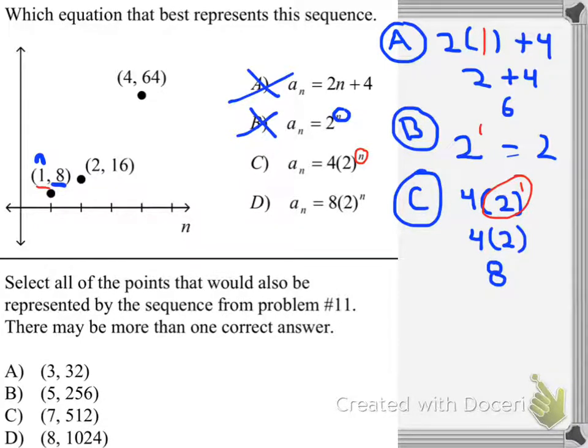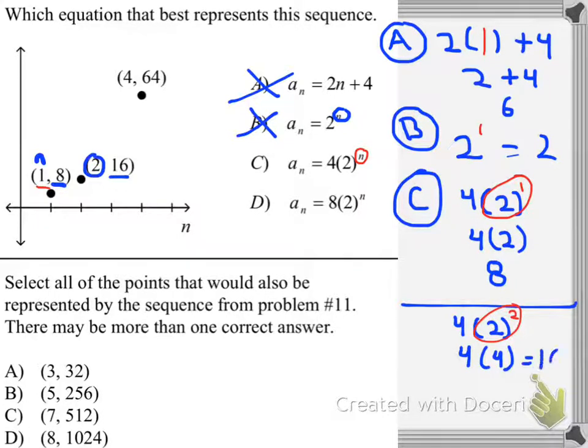So far, that one's fine. But remember that it has to work for all of the points. So now let's try plugging in a 2 for the x, and it should give me a 16. So I'm going to place 4 times 2 to the power of, instead of the n, a 2. Remember to always do the exponents first. 2 to the second power will be 4, and that's going to be 16.